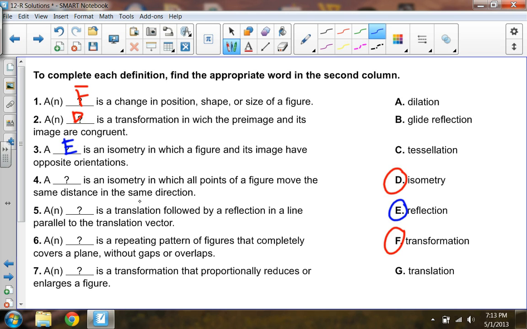Number 4, a blank is an isometry in which all points of a figure move the same distance in the same direction. Well, that one's a translation. Remember, when we move a translation, everything still stays the same. We're just changing its place in space, or I guess on a plane.